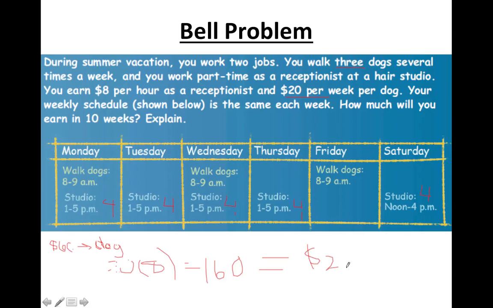So that's for 1 week, but the question asks us, how much money do you make in 10 weeks? So what you have to do is take your total for the week and multiply that by 10, or all you have to do is add a 0, so we make $2,200.